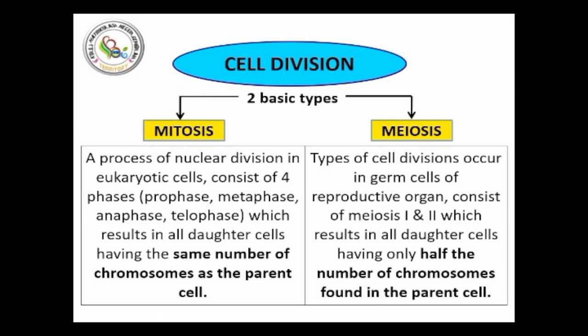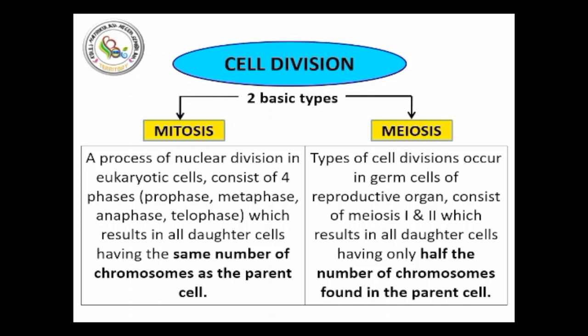There are two basic types of cell division, which are mitosis and meiosis. Mitosis is a process of nuclear division in eukaryotic cells and consists of four phases. The first phase is prophase, followed by metaphase, anaphase, and the last one is telophase. The result of mitosis is all daughter cells having the same number of chromosomes as the parent cell.